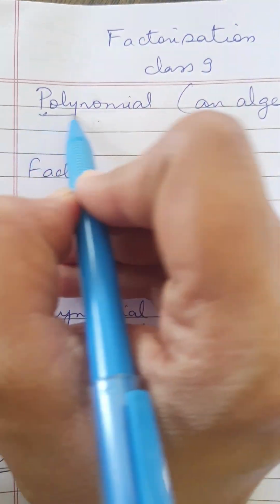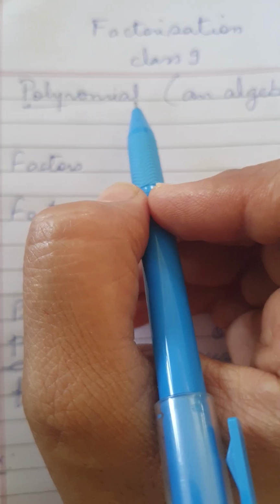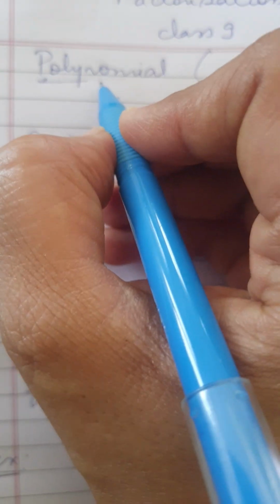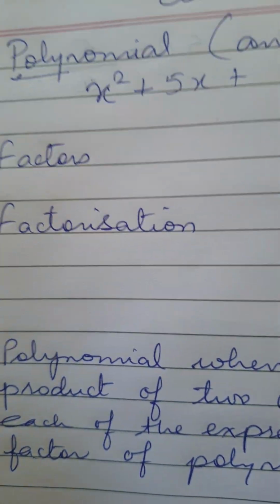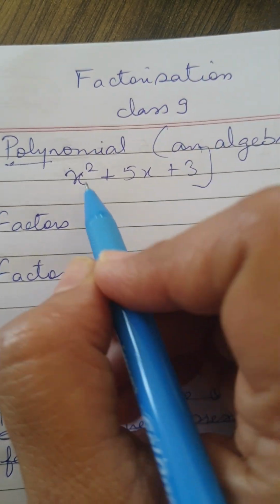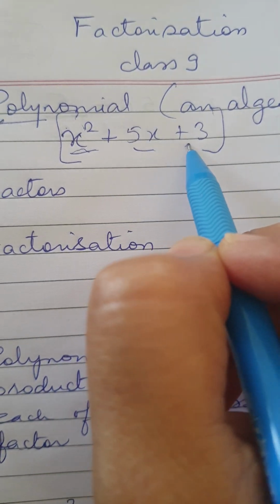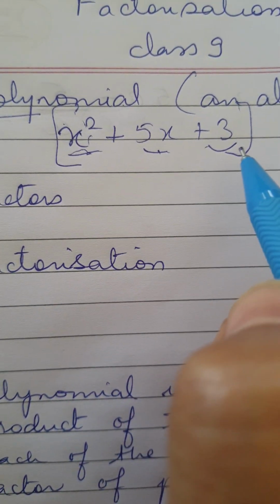Poly means more than two, and polynomial means an algebraic expression which comprises two or three or more terms in an expression. Suppose I write an expression like x square plus 5x plus 3. So in this expression, what you see, there are three terms. First is x square, second one is 5x, and third one is 3.